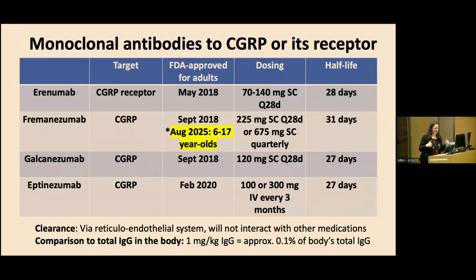And when I first started prescribing these, I was curious about how much IgG am I giving to my patients? Is this like giving IVIG or is this something different? And 1 mg per kg of IgG is equivalent to 0.1% of the body's total IgG. So if we took erenumab, just for an easy number, if we use this 70 milligram dose, let's say we have a 70 kilo patient, we're giving them 0.1% of their body's total IgG. So even if you're giving more, you're giving 0.2, 0.3% of the body's total IgG. So this is not like giving IVIG.